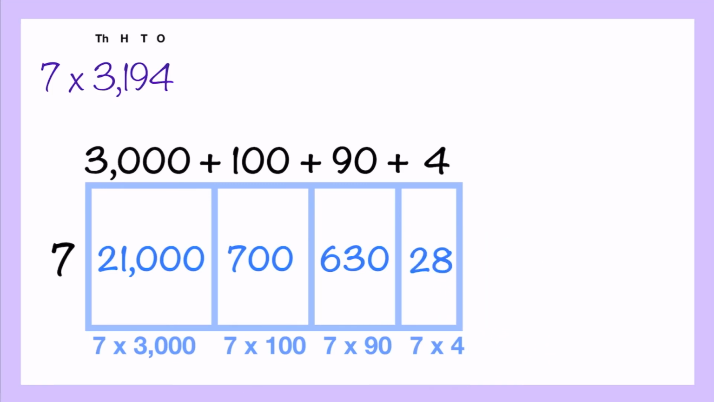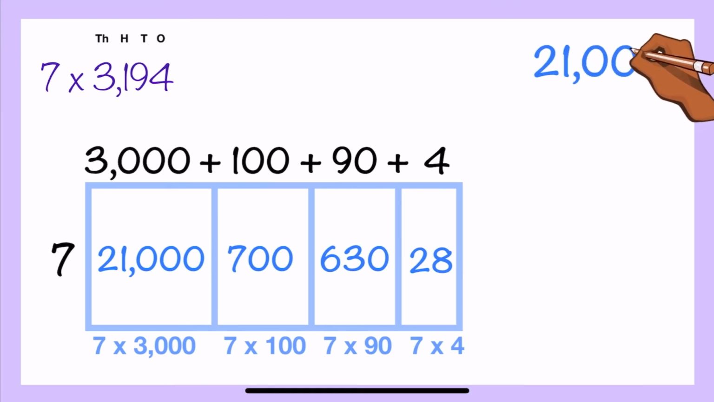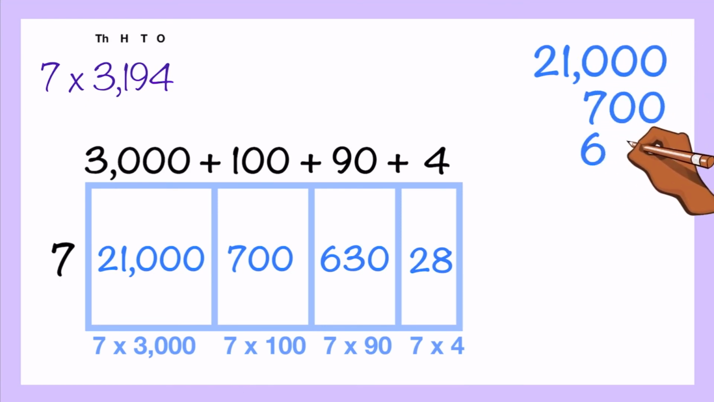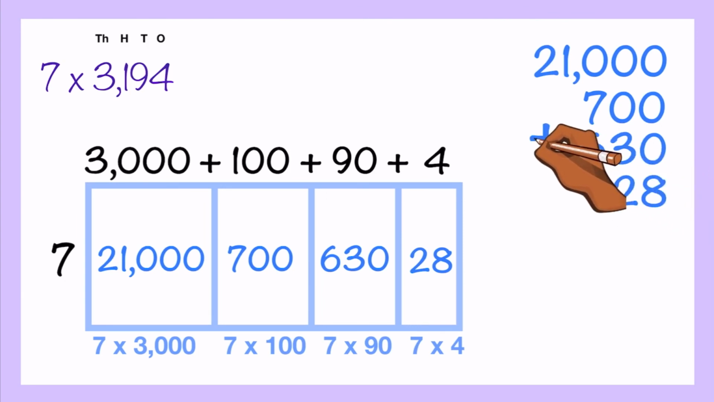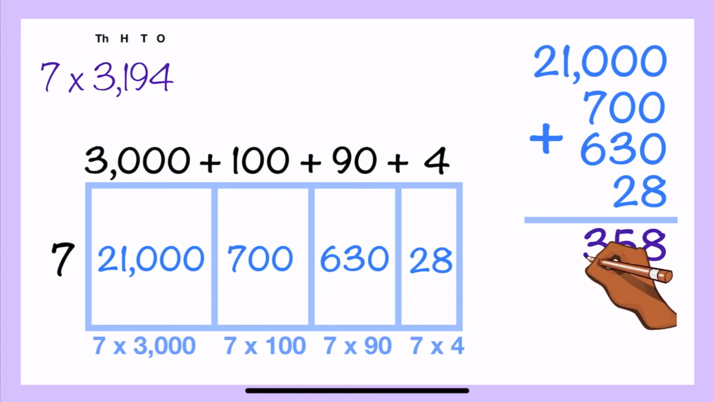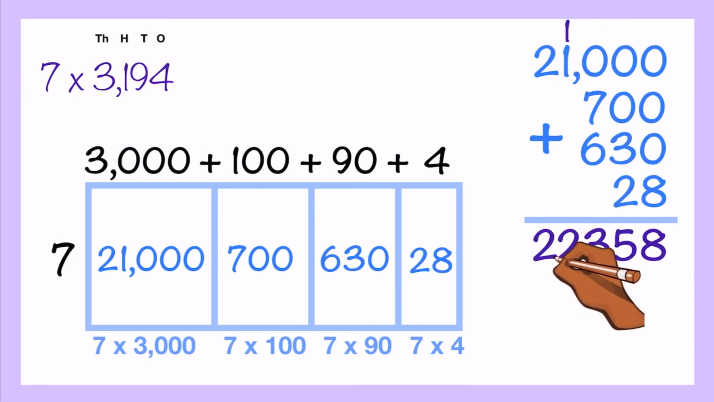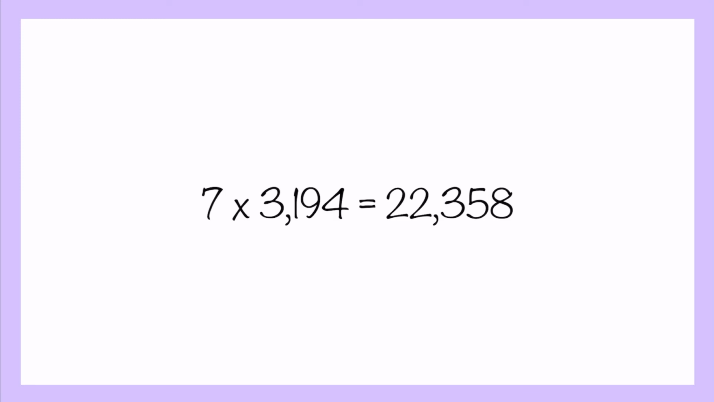And then we just add together all of our partial products. 21,000 plus 700 plus 630 plus 28. When we add those together, we get 22,358. Let's add in our comma. And there we go. 7 times 3,194 equals 22,358. Good job, y'all.